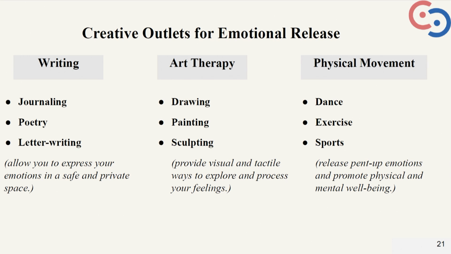And some of these are the creative outlets for emotional release. One can be writing. Writing includes, as we discussed, journaling, poetry, or letter writing. All these allow you to express your emotions in a safe and private space. The second thing can be art therapy, like drawing, painting, sculpting. These provide visual and tactile ways to explore and process your feelings. And physical movement can be considered the third creative outlet. This includes dance, exercise, and different varieties of sports activities. These release pent-up emotions and promote physical and mental well-being.